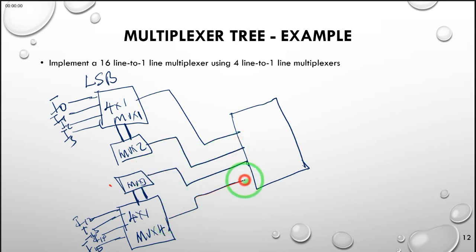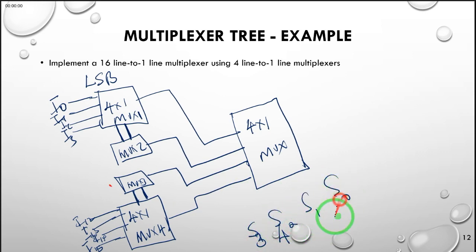fifth multiplexer. And what we will do next is to say that because we have 4 select lines, or S3, S2, S1, and S0, the first, or the 2 most significant bits, are going to be used to control the multiplexers.